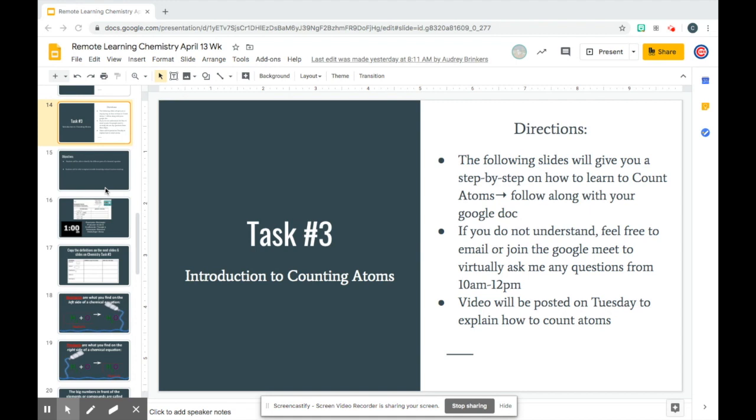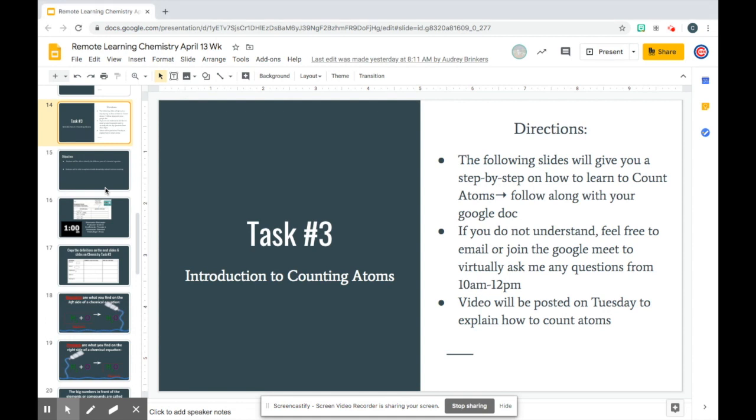For task number 3, just to give you a little bit of background, the new unit that we have begun this week is going to be on chemical equations and reactions. We're going to be learning about balancing equations, the conservation of mass, and stoichiometry. I know that sounds really scary right now, but before we do any of that, we need to learn how to count atoms and what the different parts of the chemical equations are. So that's what this task is basically all about.